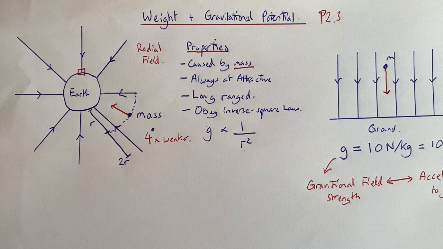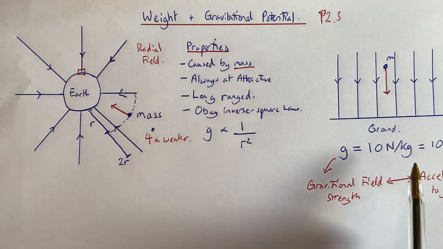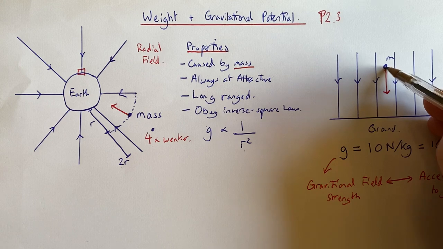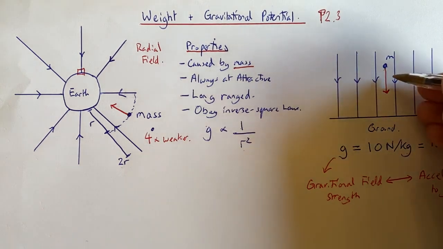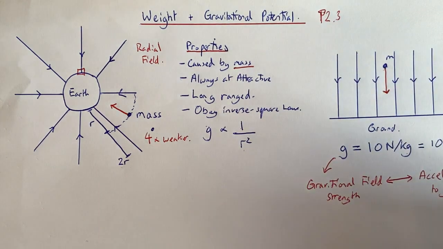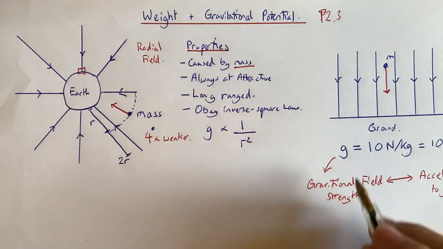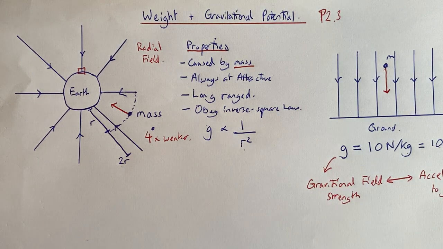gravity is 10. Okay, and what that means is that if I have a 1 kilogram mass, so if this mass in this field is 1 kilogram, it will experience 10 newtons of force downwards at the surface of the Earth. What that means in terms of its acceleration is it will accelerate 10 meters per second every second. That's how much it will speed up by. So this idea of G being 10 on Earth is really, really important.